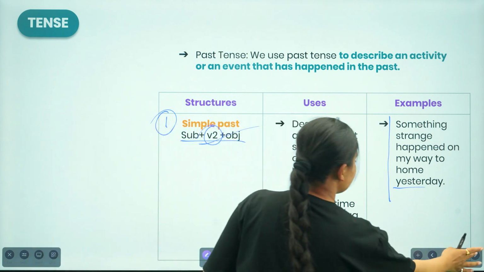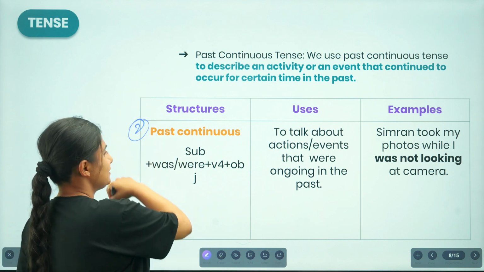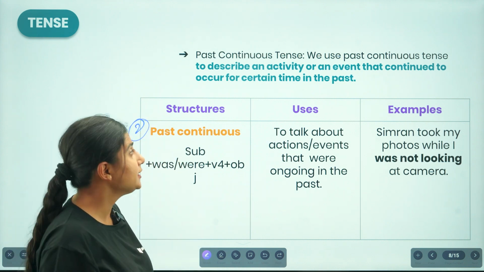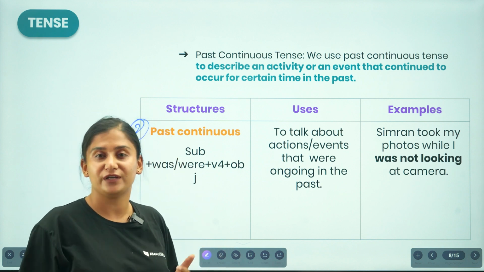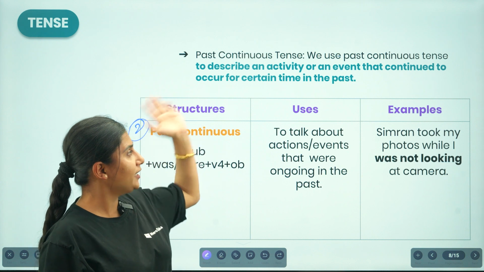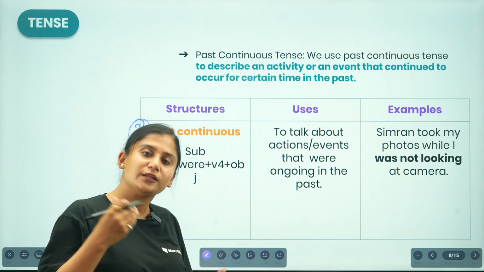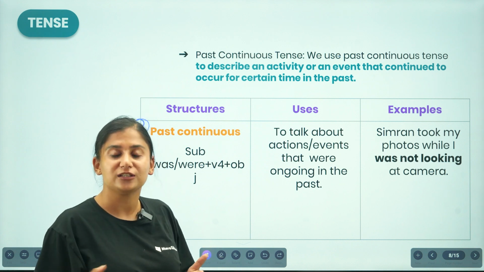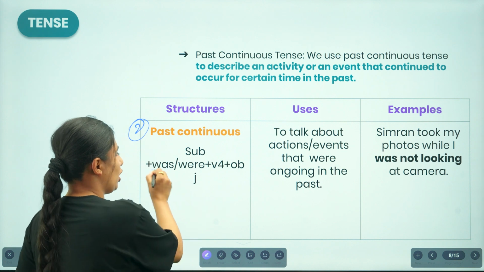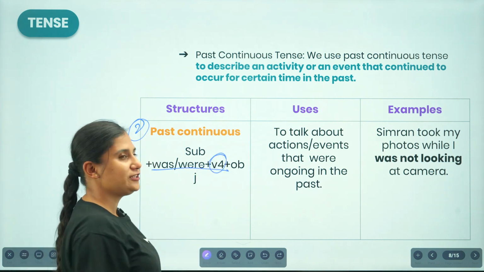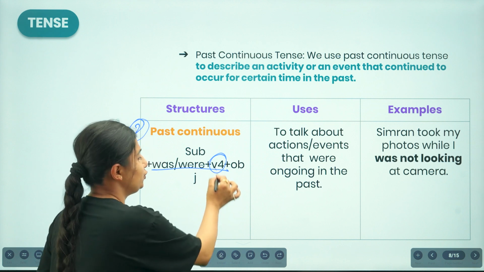Let us move to another idea, that is the past continuous tense, and this is the second subtype of our past tense. We use this past continuous tense in order to describe events or actions that continued to occur for a short time in the past, something that was in progress, in a progressive form in the past. So we use this structure, that is was/were plus verb 4. It is for sure that in order to talk about something ongoing or progressive, we use verb 4.